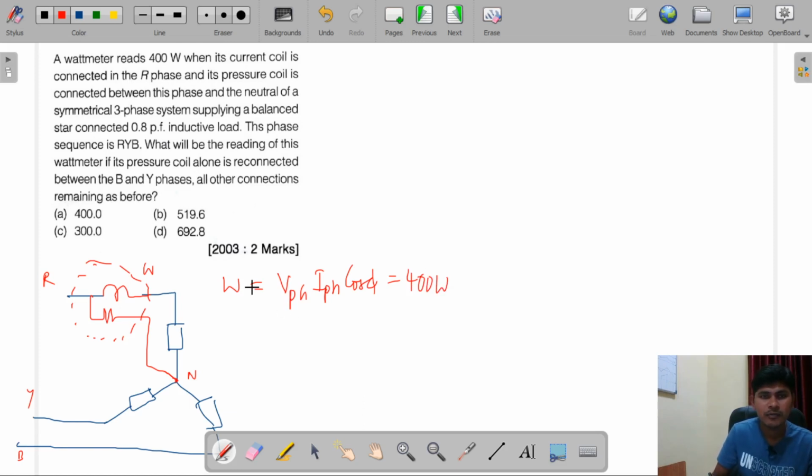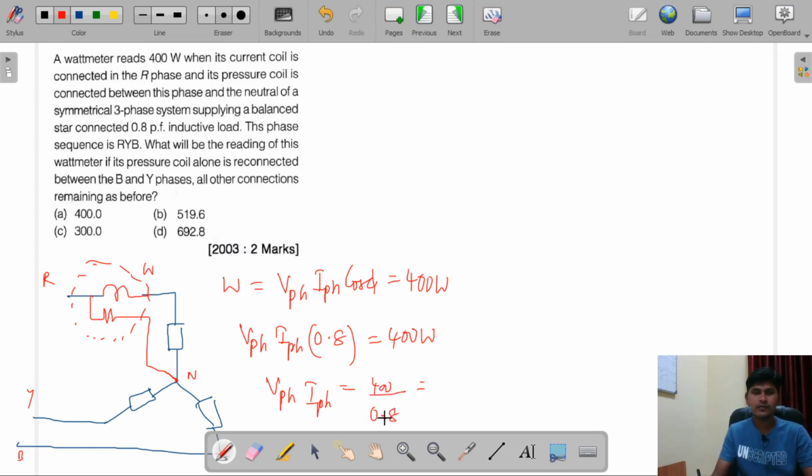And the power factor is 0.8. Then V phase I phase cos phi, with cos phi 0.8, is equal to 400 watts. So V phase I phase is equal to 400 by 0.8.